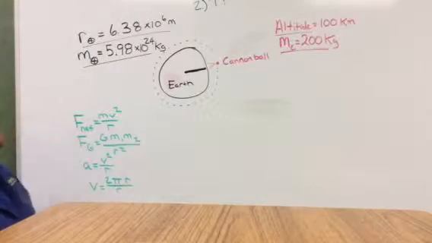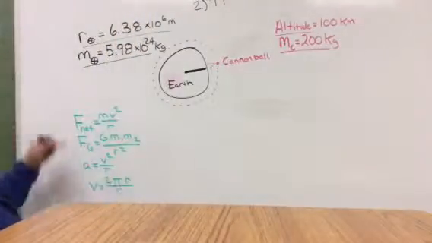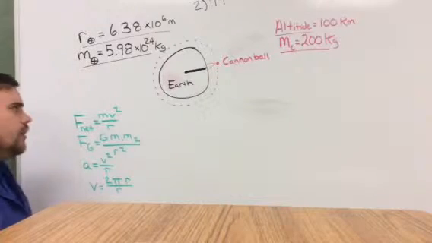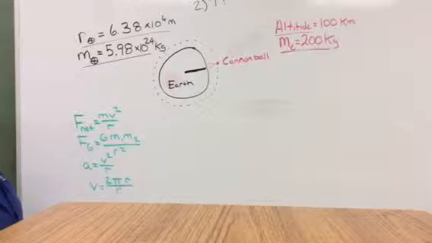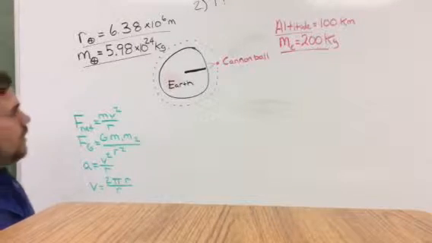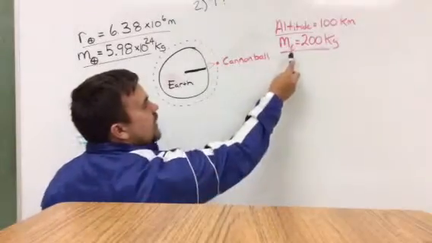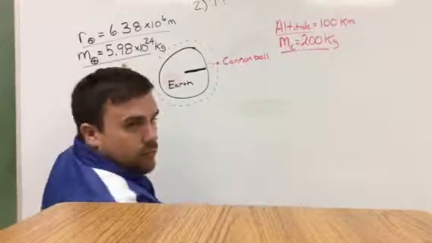And in order to answer these questions here, we're going to need three of these equations, and I'll show you how. So the first thing that we need to do to solve this problem, after talking about that equation, is consider what variables we know. First off, we know the mass of the cannonball, and we know the mass of the Earth.